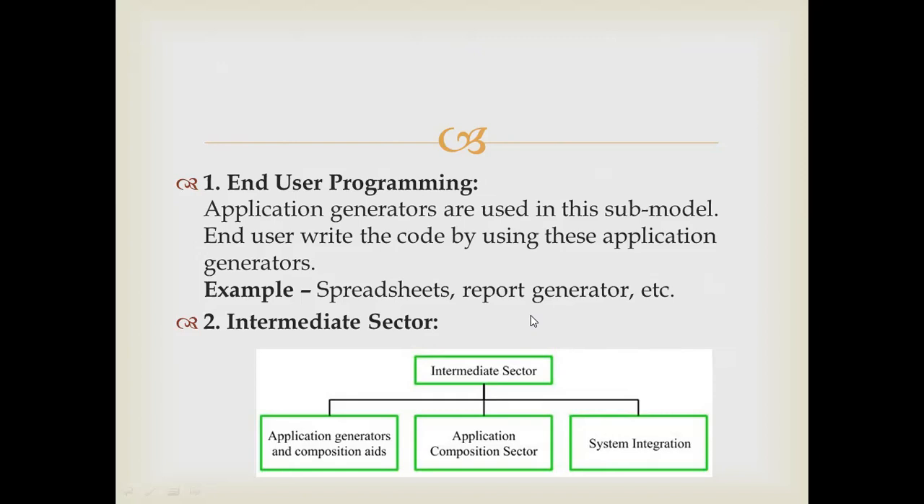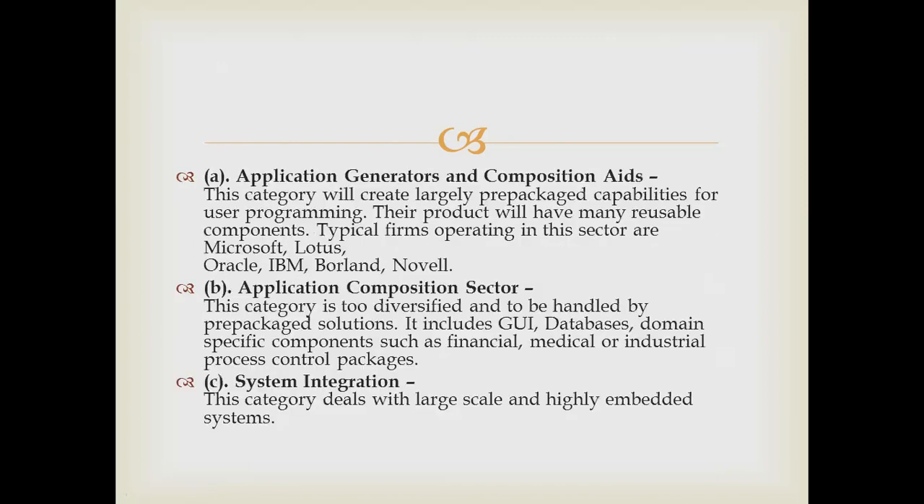Next, the intermediate sector. It is divided into three parts. One is application generators and composition aids. Next is the application composition sector, and the third one is system integration. We'll see them in detail. First is application generators and composition aids.